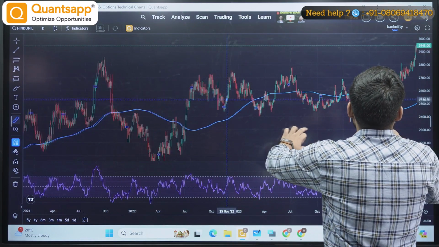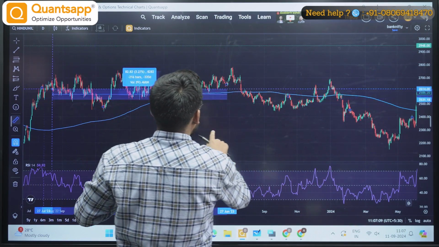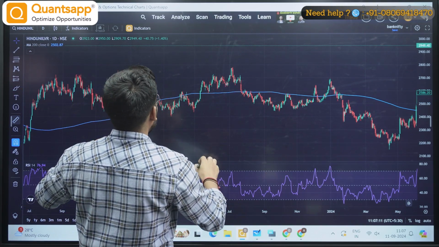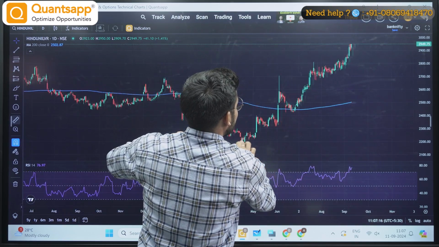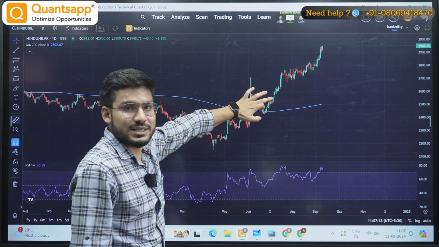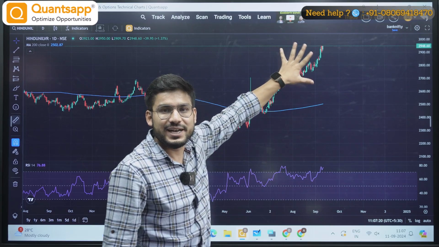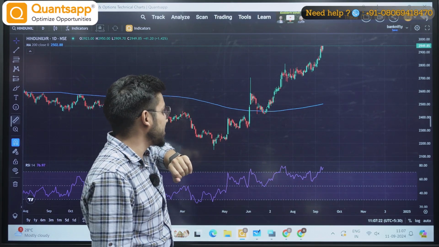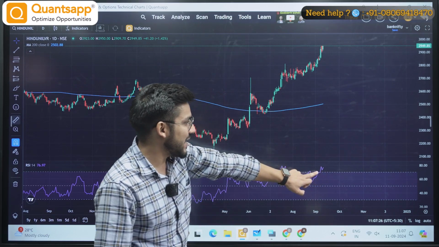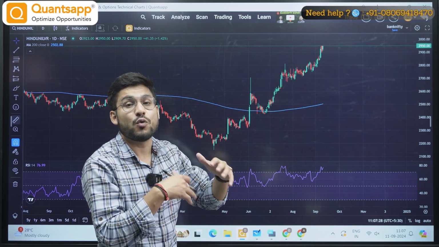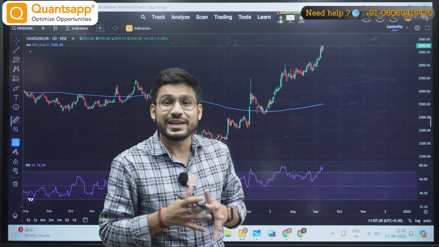For example, this is the chart of Hindustan Unilever, and I can see it is above the 200 SMA. It means the market is in a trending direction. At the same time I can see the RSI is above 70, so it means the market is already overbought. So can I take a trade?